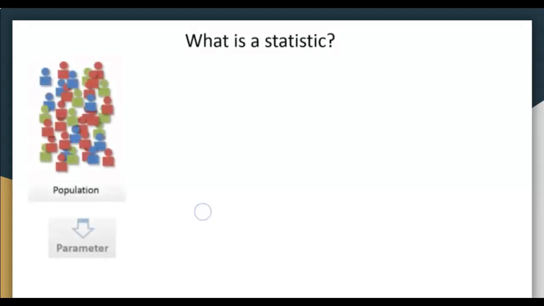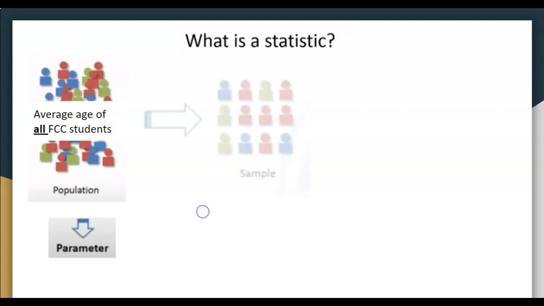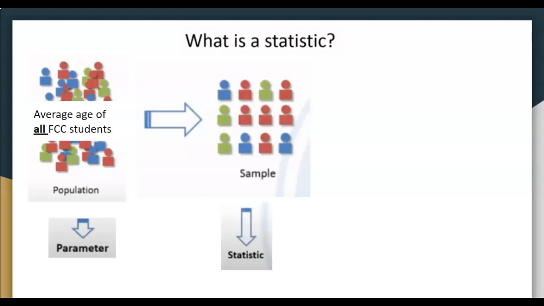Now let's talk about what a statistic is. When we look at our population and we calculate something about our population, we call it a parameter, which we usually can't do because it's very large. For example, the average age of all FCC students. And then when we take a sample from our population and calculate something from that sample, we call it a statistic. For example, the average age of a sample of 50 FCC students.